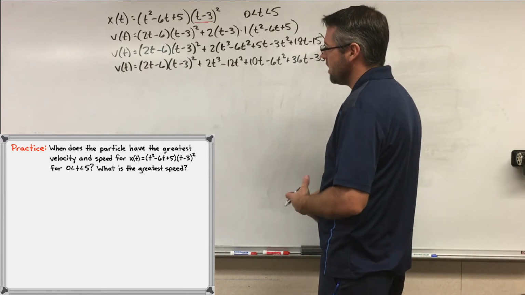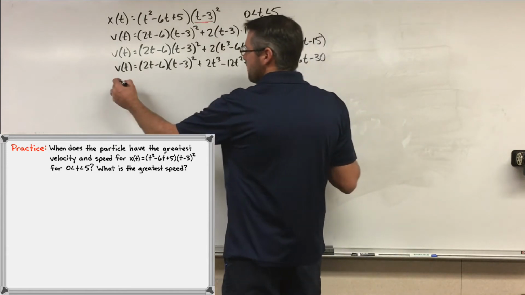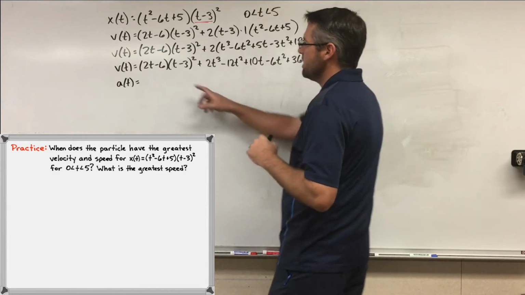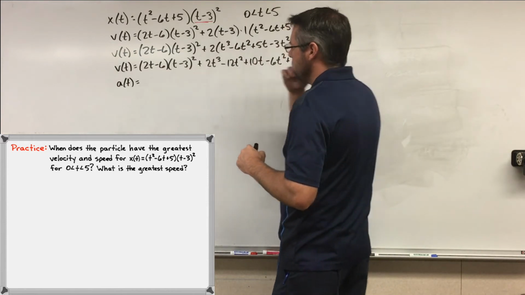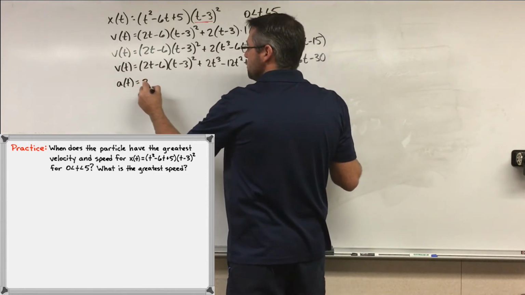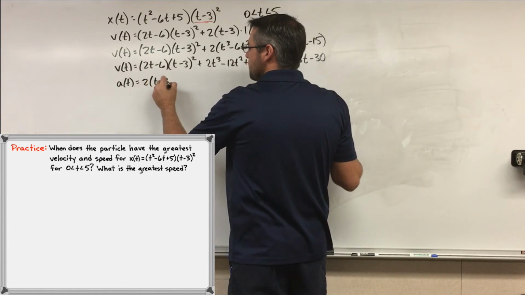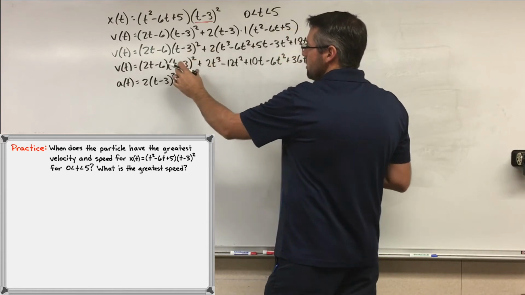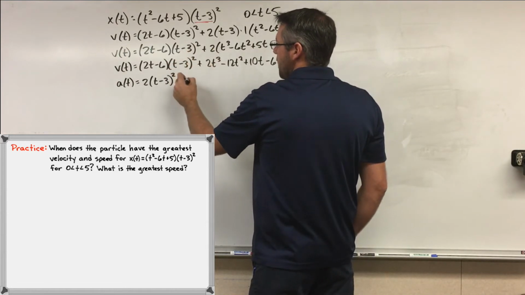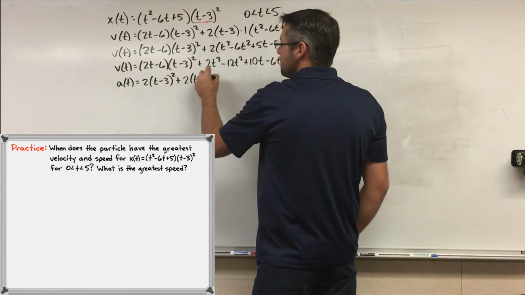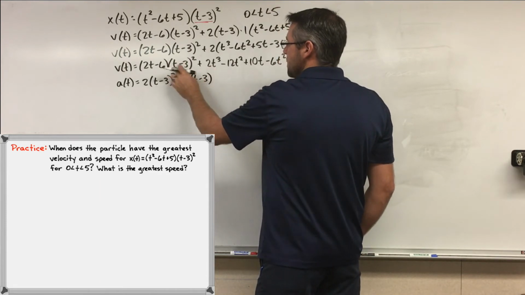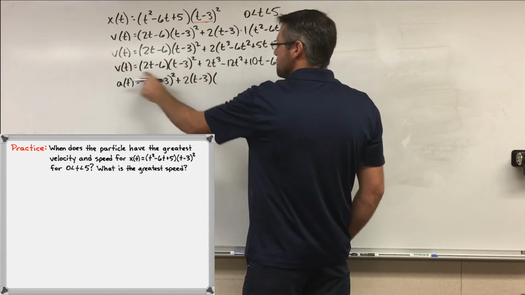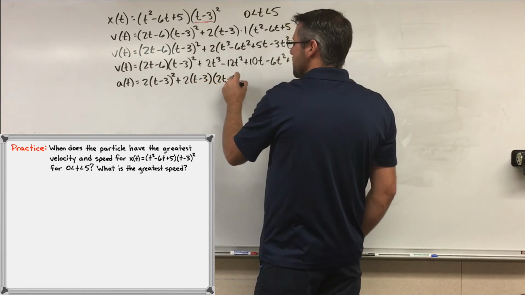How do I find maximum velocity? I have to take the derivative of velocity, which is acceleration. So we're going to go ahead and take another derivative here. Here again, I've got a product rule and a chain rule. So the derivative of the first thing is 2, and then times the second thing, plus the derivative of the second thing, which we kind of already calculated before. It would be 2 times t minus 3 to the first, that's the derivative of the outside, times the derivative of the inside, so times 1, which I'm not going to write, and then times the first thing to finish off the product rule there.